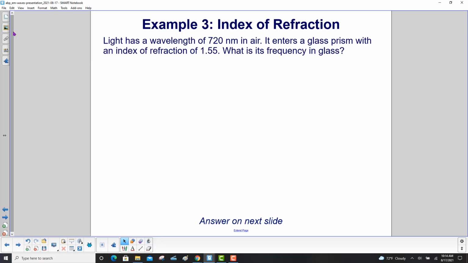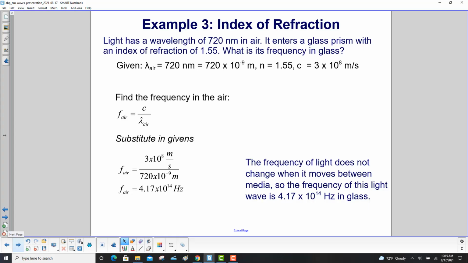Light has a wavelength of 720 nanometers in air. It enters a glass prism with an index of refraction of 1.55. What is its frequency in glass? Our givens are here. And again, here's the translation from nanometers to meters. So our frequency in air is the speed of light in a vacuum, or air, because we're taking that as a good approximation, over the wavelength in air. All we have to do is substitute in our givens. Here's the speed of light, and here's the wavelength.